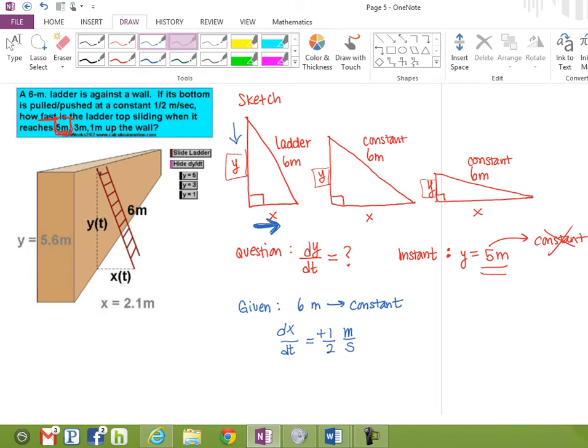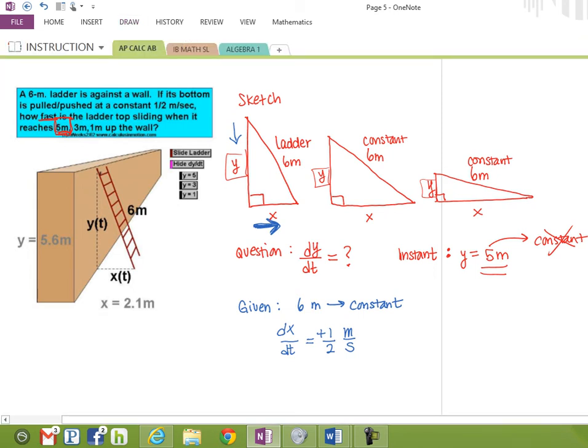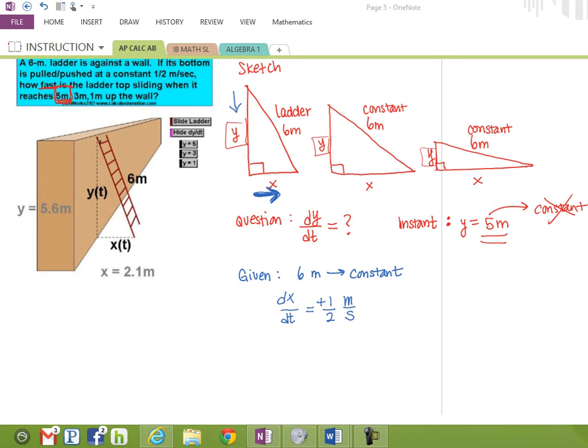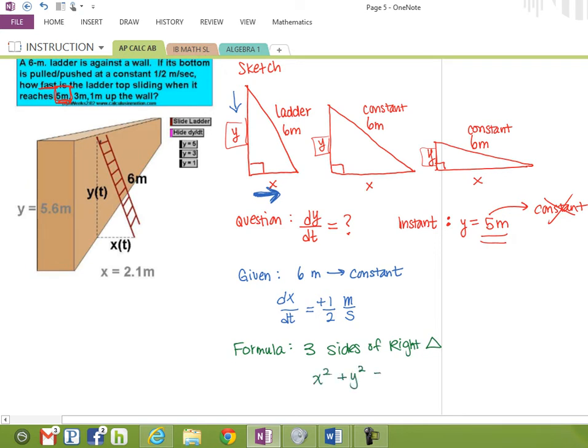Next piece. After you organize all your information, so you learn that even in physics, you organize all the information you're given and try to make it fit into a formula, and that's essentially what we're doing. In this case, the formula is going to be the last thing we figure out. What formula do we know that relates all 3 sides of a right triangle? That should be pretty easy for you. A squared plus b squared equals c squared. So I'm using x, y, and z in this case. I'm just calling the third side z.